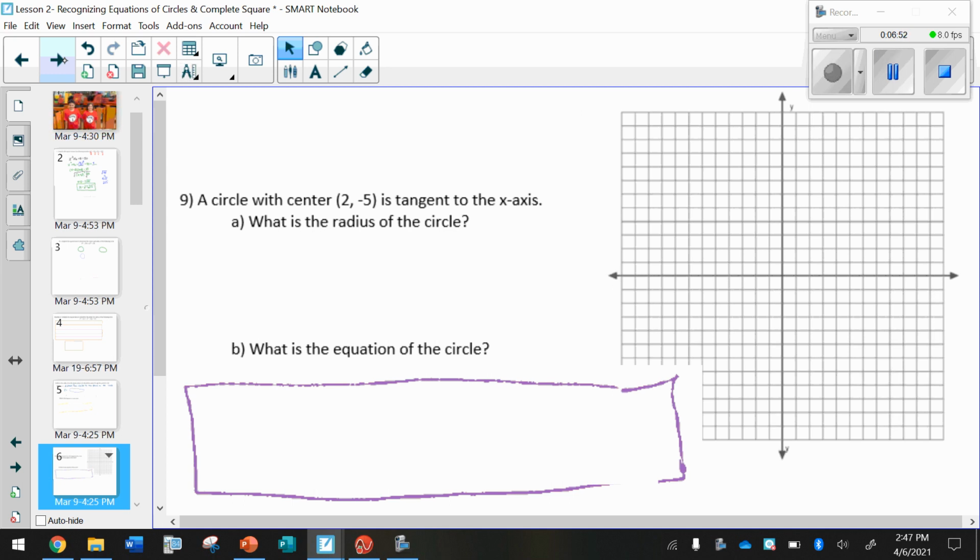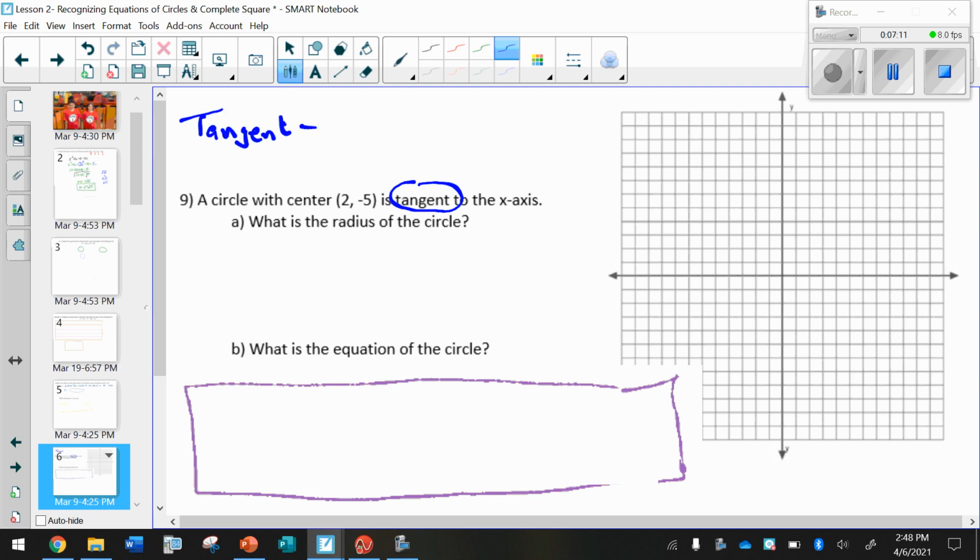All right. I don't think we've talked about what it means for something to actually be tangent. We did sine, cosine, and tangent. But when tangent is used as an adjective, that means it touches once. And we're going to use this word a lot during this unit.